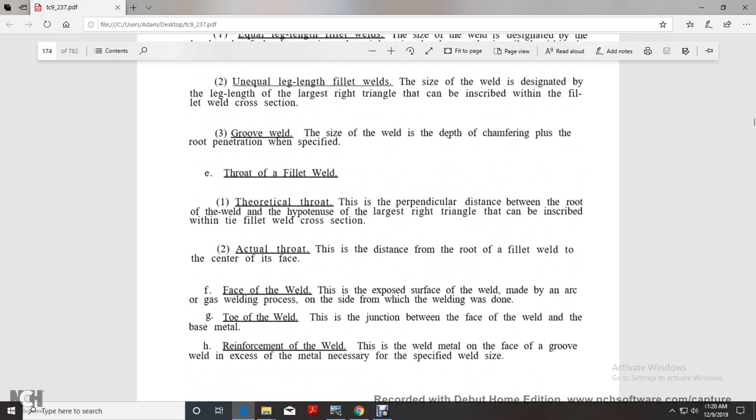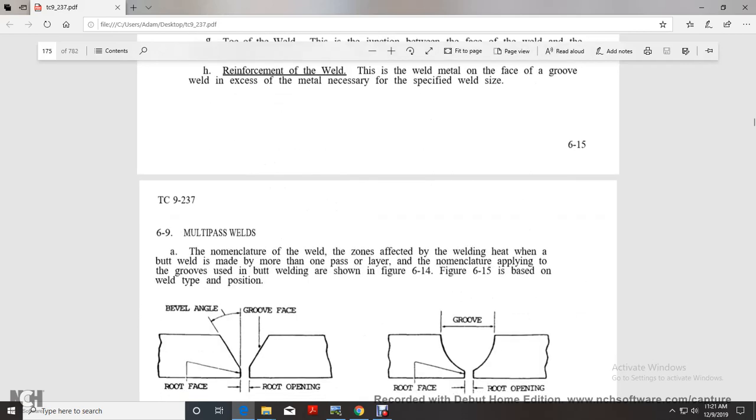Alright, throat of the fillet weld. Theoretical throat is the perpendicular distance between the root of the weld and the hypotenuse of the largest right triangle that can be described within the fillet weld cross section. Actual throat is the distance from the root of the fillet weld to the center of the face of the weld. Face of the weld is the exposed surface of a weld made by an arc or gas welding process on the side from which the welding was done. Toe of the weld is the junction of the face of the weld and the base metal. Reinforcement of the weld is the weld metal over the face of the groove weld, in excess of the metal necessary for the specified welded size.